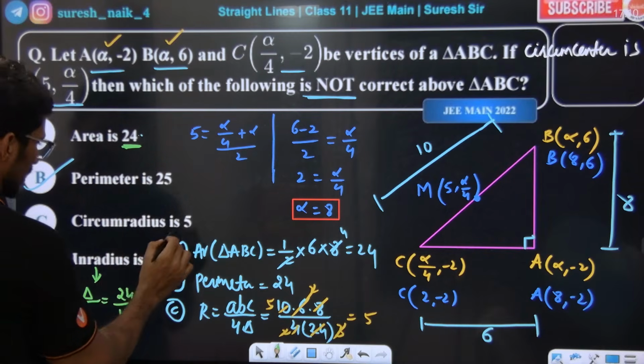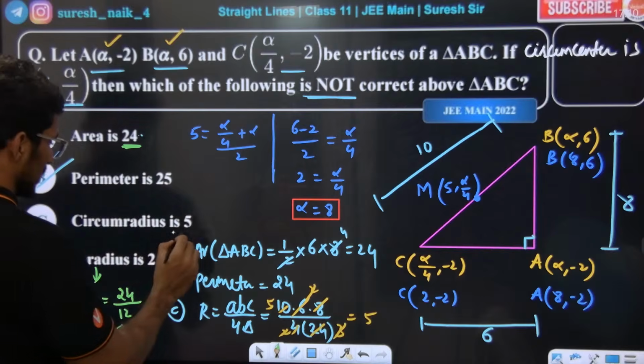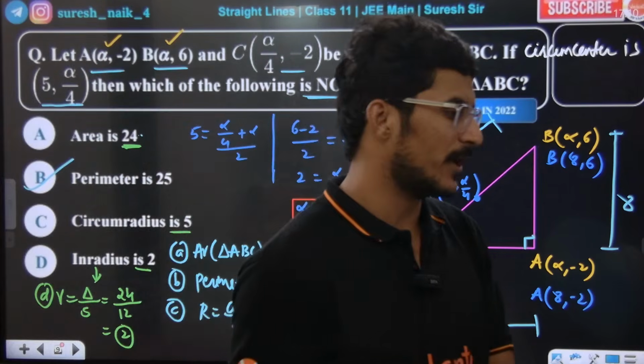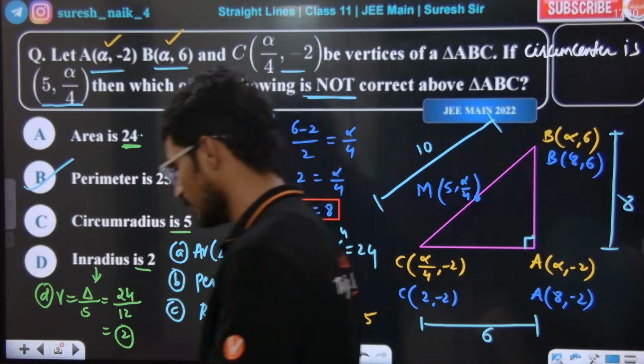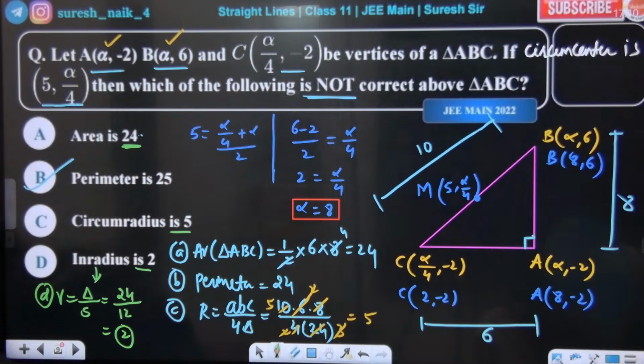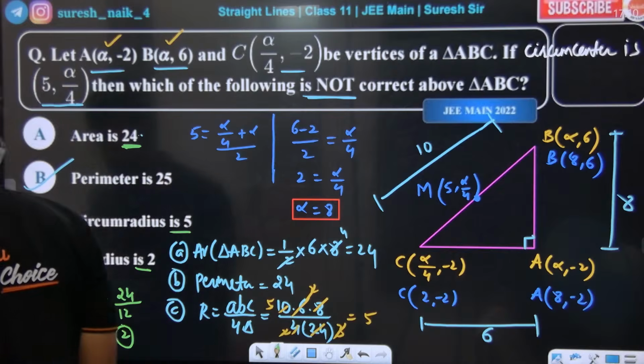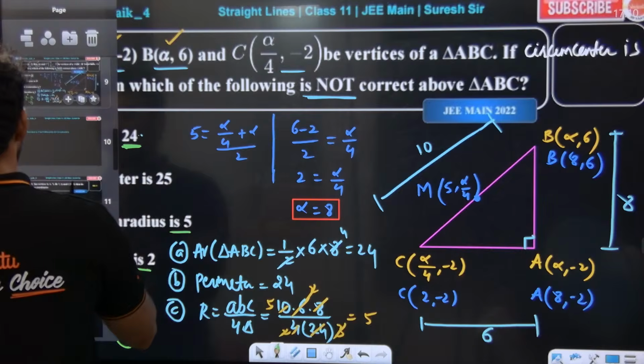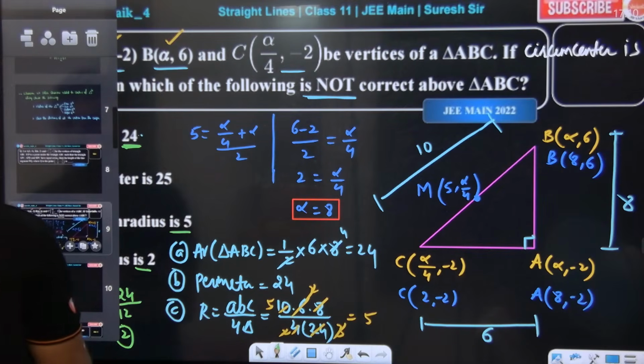Option A is right. Option B is wrong. Option C is correct. D is also correct. So B is wrong, so B is the answer. Understood? Yes or no? Very good, sir. Now we will go forward to understand the details. Clear?